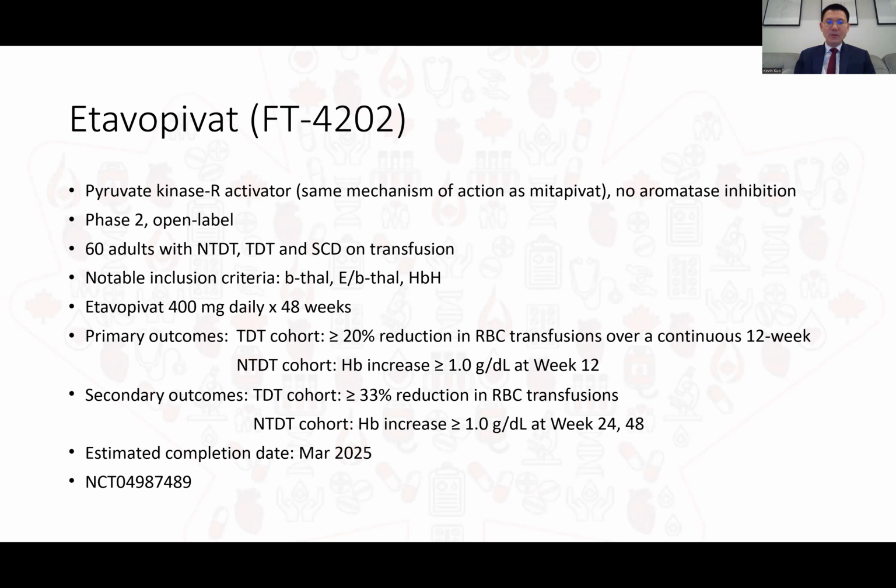The primary outcome for the transfusion-dependent thalassemic cohort is at least a 20% reduction in red blood cell transfusions over a continuous 12-week period. For the non-transfusion-dependent thalassemic cohort, it is a hemoglobin increase of at least 1 gram per deciliter at week 12. In terms of secondary outcomes, for the transfusion-dependent thalassemic cohort, it is at least a 1/3 reduction in red blood cell transfusions. And for the non-transfusion-dependent thalassemic cohort, it is a hemoglobin increase of at least 1 gram per deciliter at week 24 and 48. The estimated completion date for this study is March 2025.